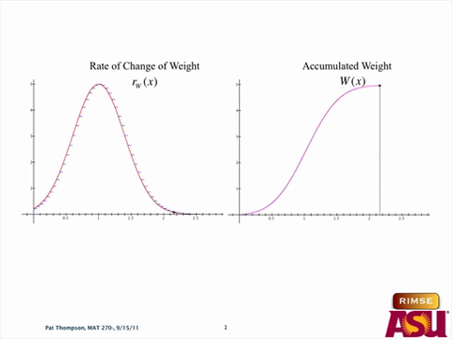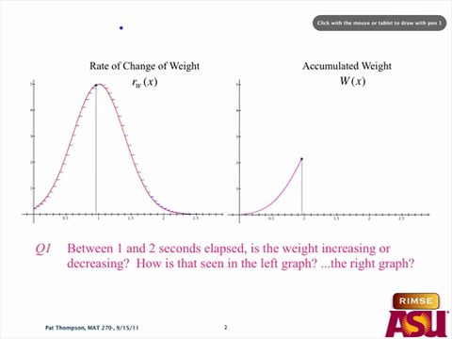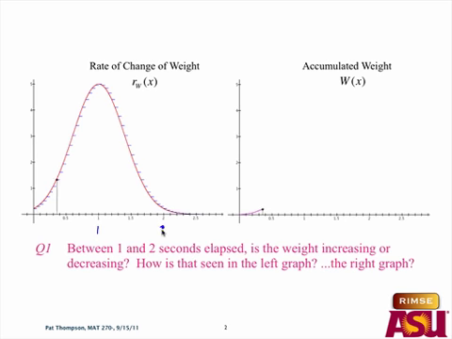Okay. So question. Between 1 and 2 seconds elapsed, is the weight increasing or decreasing? How is it seen in the left graph? How is it seen in the right graph? So here's one, from 1 to 2 seconds. Talk to your neighbor. How is the weight increasing or decreasing? How is that shown in the left graph? How is that shown in the right graph? Go.